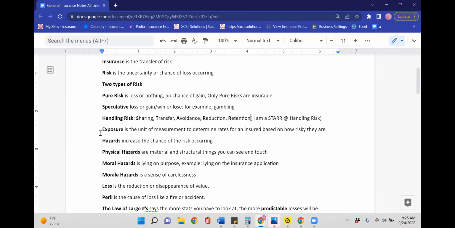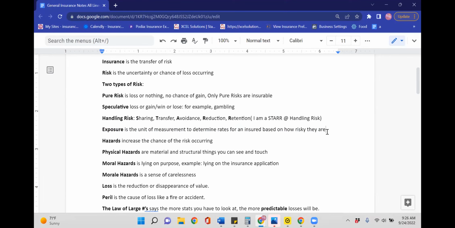Okay. Then we have exposure. This is not in everybody's state exams, but exposure is the unit of measurement to determine rates for the insured based on how risky they are. Basically, exposure is how many accidents have you had? How many claims have you already filed? How good of a driver are you? How unhealthy are you? How sickly are you? That is your exposure, and your exposure will ultimately determine your premium. So the more risky you are, the more exposure you provide the insurer, the more premium you will have to pay.